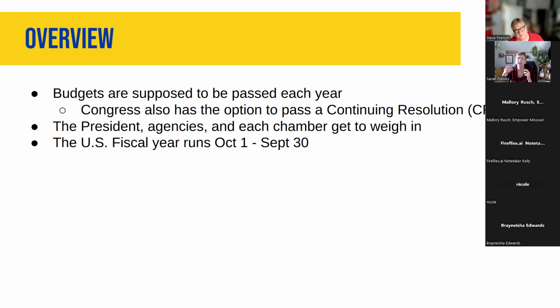The president, federal agencies, and each chamber all weigh in on the budgetary process. The president alone cannot write and pass a budget, in the same way that the Senate on its own could not write and pass a budget. So there's an amount of working together, collaboration, and compromise that's inherent in the process.